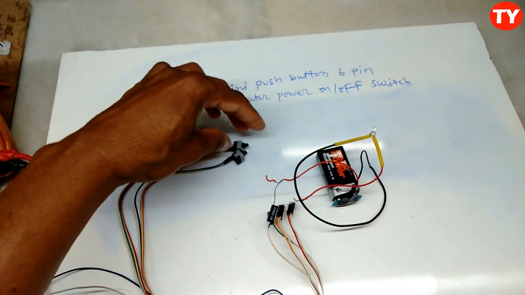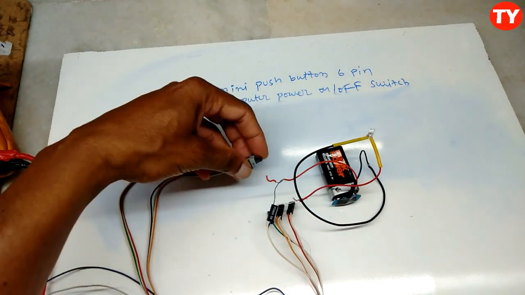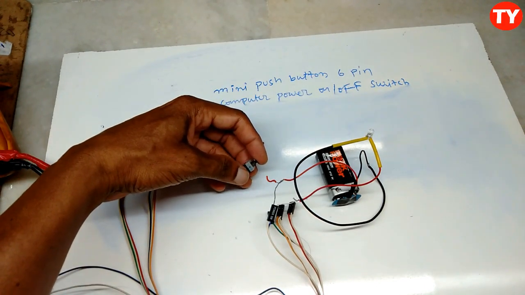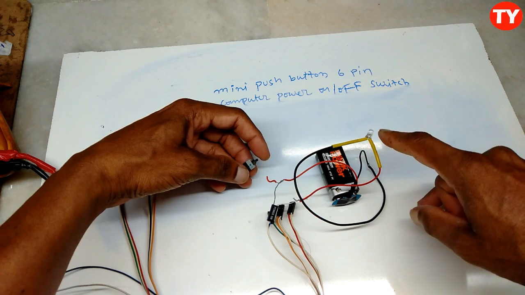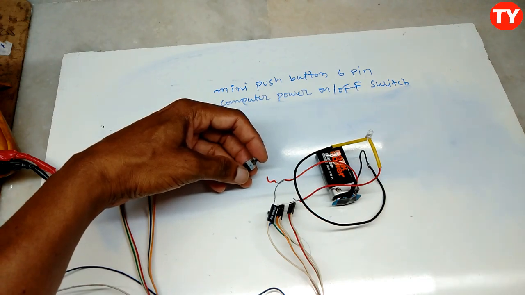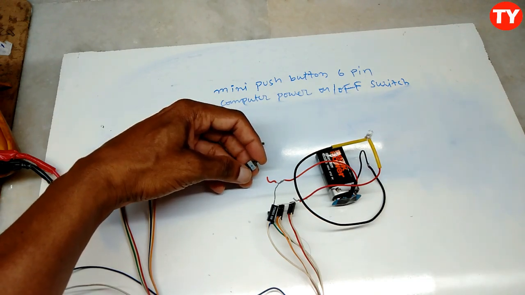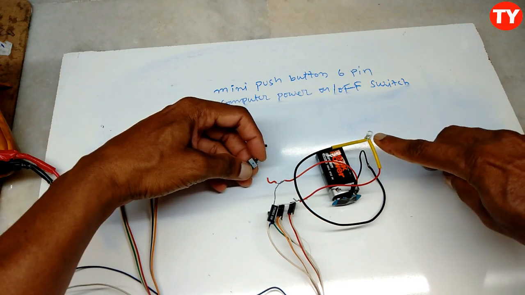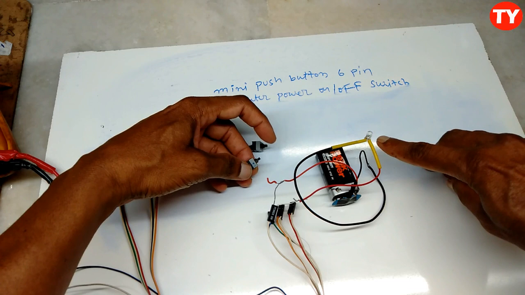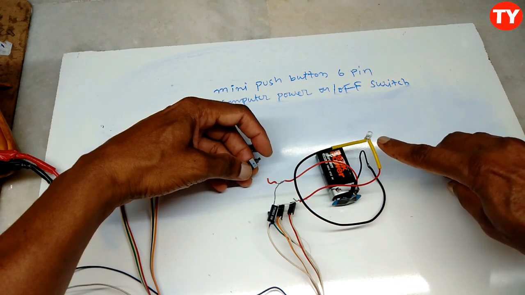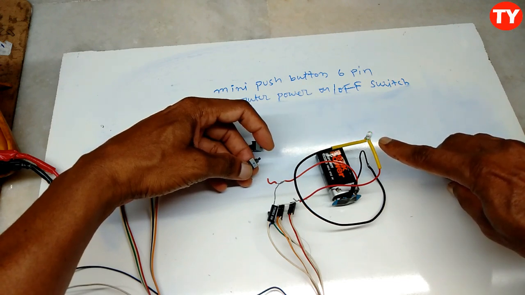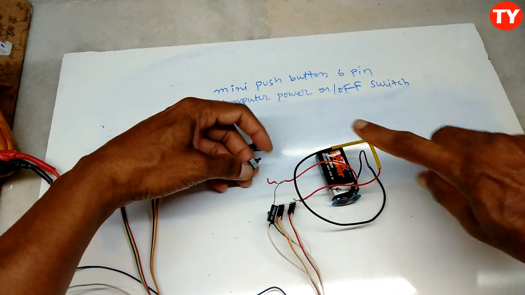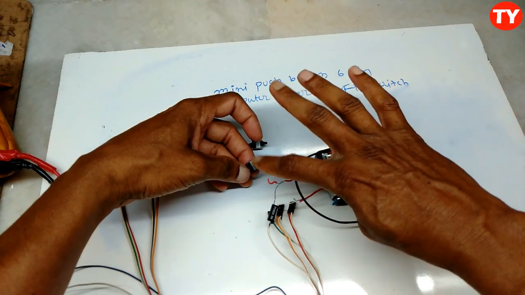Now we have to press this power button. When I press this button, that time this light should glow, once glow and stop. So now I am pressing, see here. When I press this, it is momentarily connected and disconnecting. That means this switch is working fine.